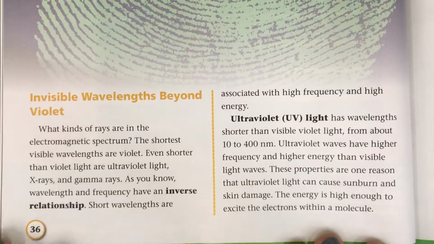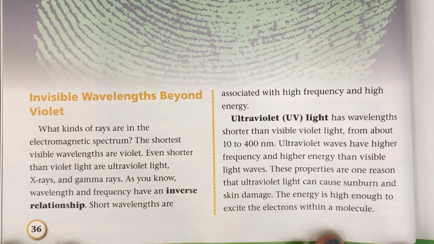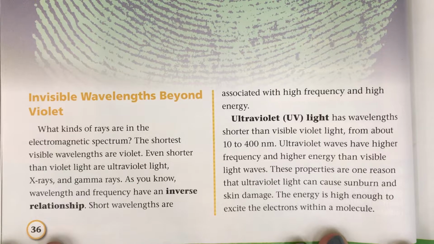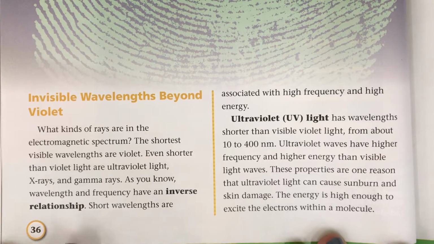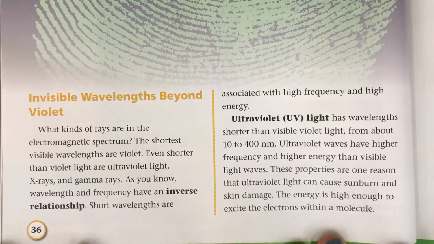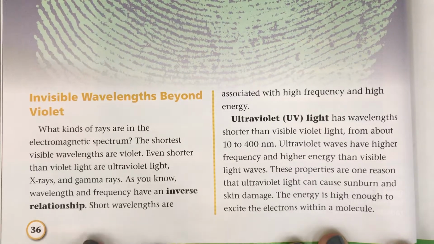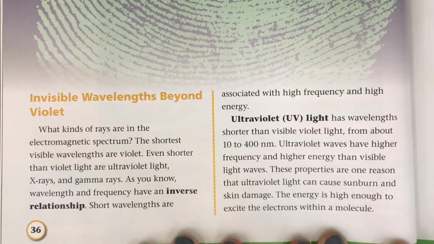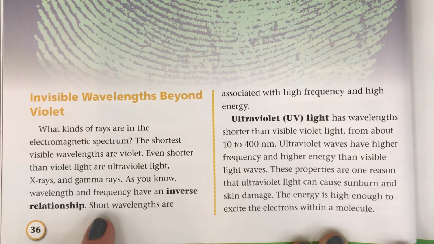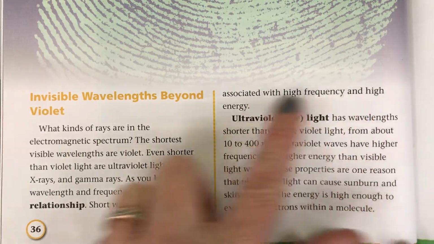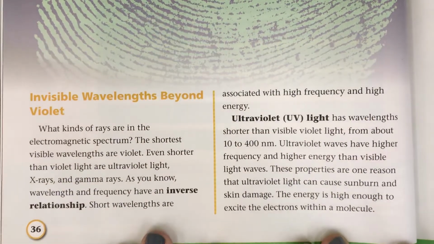Invisible wavelengths beyond violet. What kinds of rays are in the electromagnetic spectrum? The shortest visible wavelengths are violet. Even shorter than violet are ultraviolet light, X-rays, and gamma rays. As you know, wavelength and frequency have an inverse relationship. Short wavelengths are associated with high frequency and high energy. Would you please highlight that? Short wavelengths are associated with high frequency and high energy.